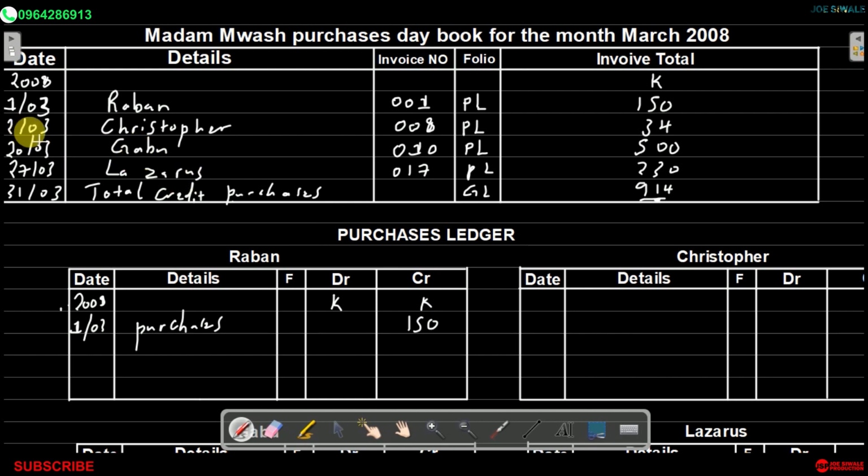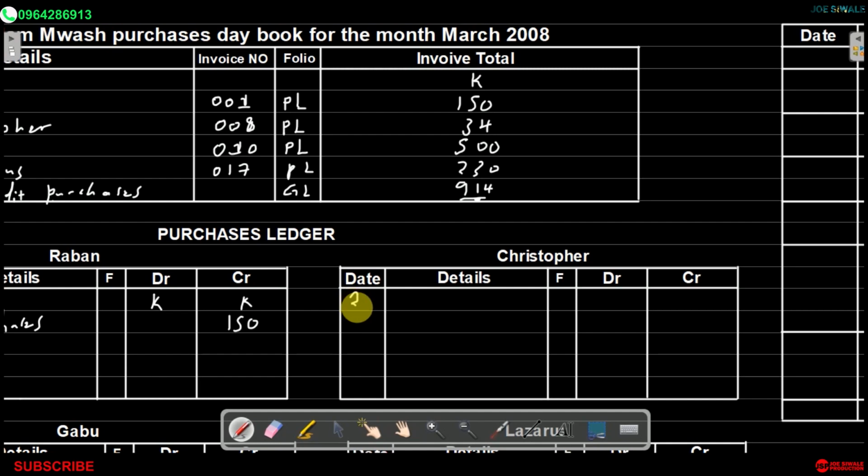So we'll go to the second transaction, and the second transaction occurred on the 2nd of March, and the supplier there is Christopher. I've already written down the account for Christopher, and the amount that is involved is 34 kwacha. So let us record 34 kwacha as purchases, on the 2nd of March, 2008.